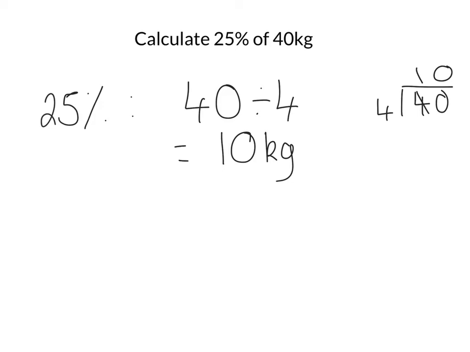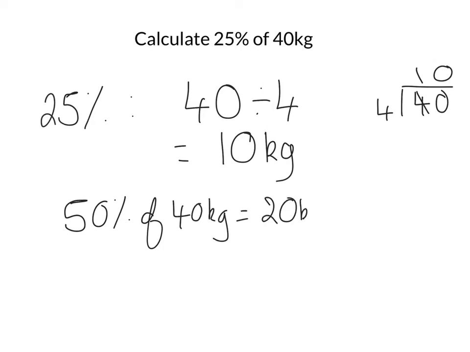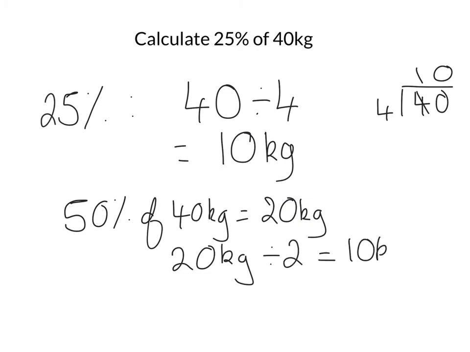Or another way of finding a quarter is to halve the value and halve it again. So we know from the previous example that 50% of 40 kilograms is equal to 20 kilograms. So we would now do 20 kilograms divided by 2, half of 20 is 10 kilograms. So two methods there on how to calculate 25%. You can either find a quarter, divide the value by 4, or half the value and half the value again to get 10 kilograms as an answer.